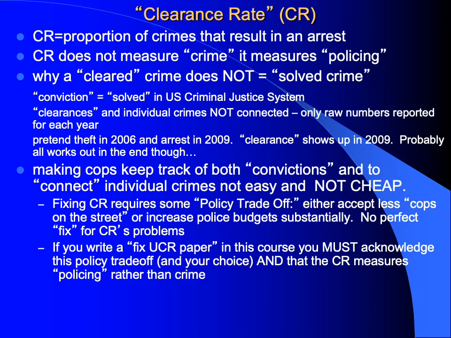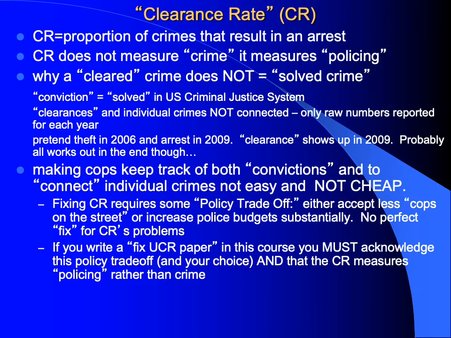Okay, so you could say, well, that doesn't make sense. We should make them keep track of both convictions, and they should connect individual crimes. I think that's intellectually a very good suggestion. It would make for more accurate data on policing effectiveness. Notice I didn't say crime. But if you do that, you're either going to have to increase the police budget substantially, or, the most likely solution, you say no, you guys have to do it with your current budgets. And if the police are required to do that, that's going to take cops off the street. So you have to be able to accept these trade-offs, if you will.